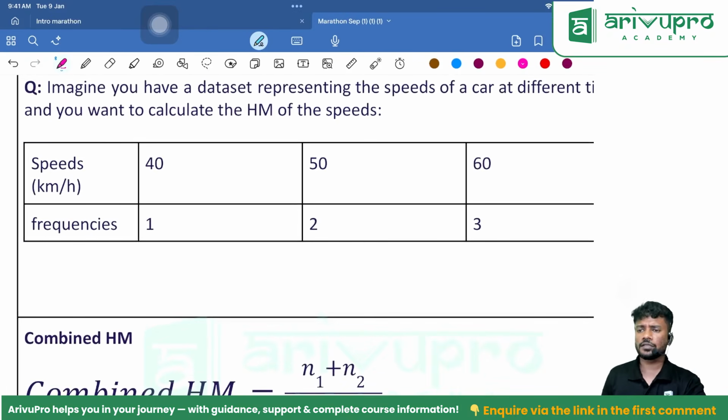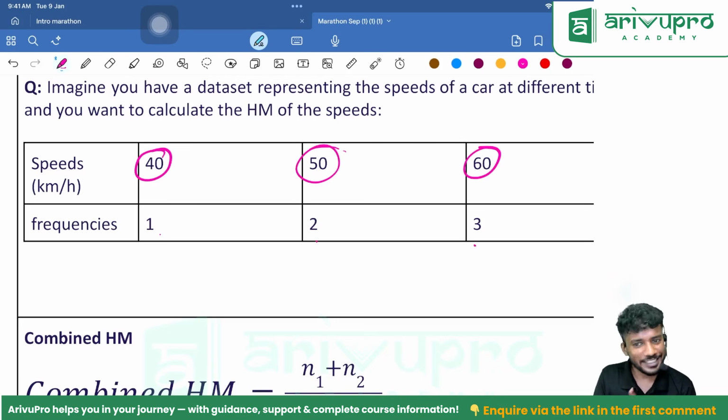So is it grouped? It is actually grouped, discrete grouped. Whenever it is in a table, we will not always assume that it is grouped, but this one is grouped. Why is it grouped? 40 is happening one time, frequency of 40 is 1. Frequency of 50 is how much? 2. 60 is happening how many times? 3 times. So it is grouped.